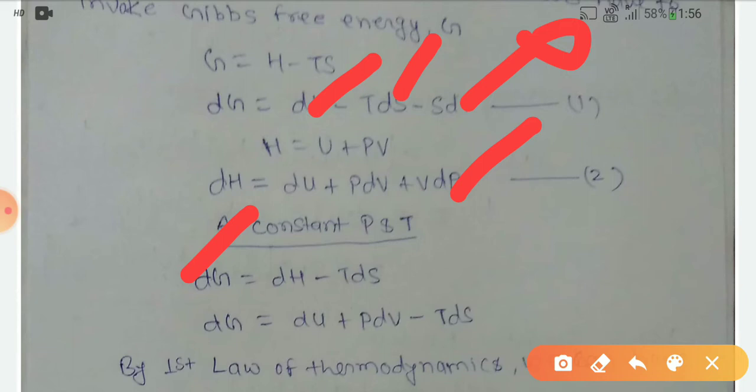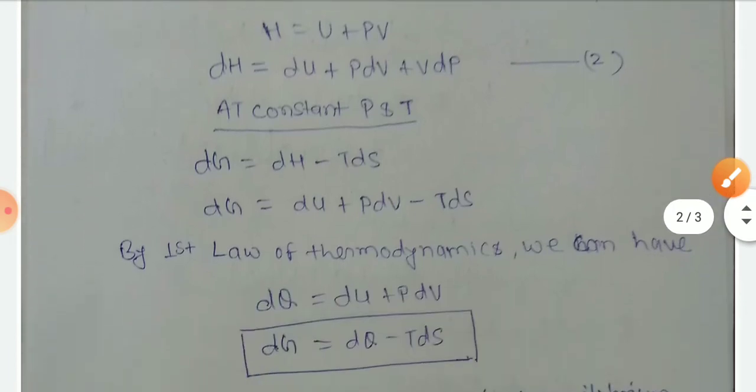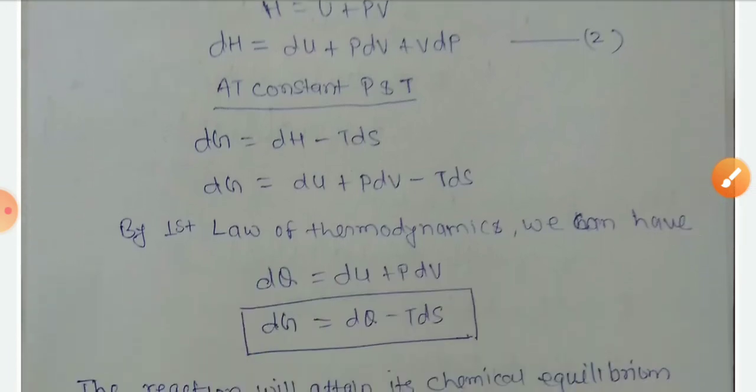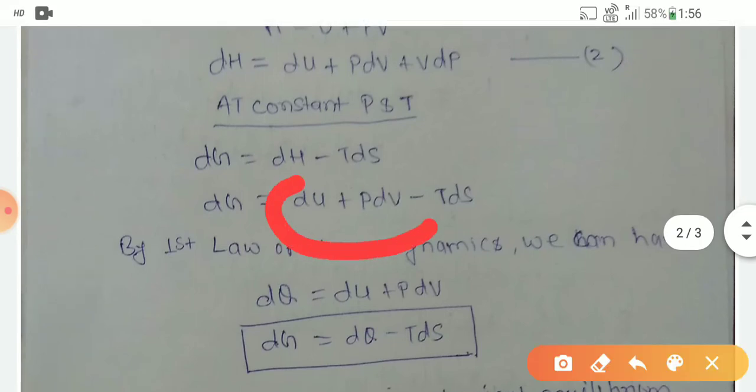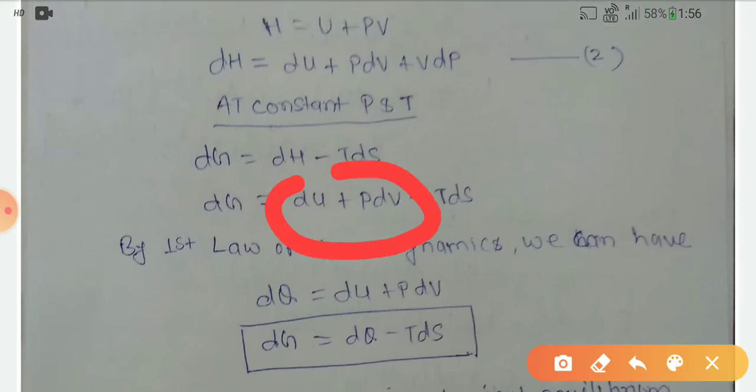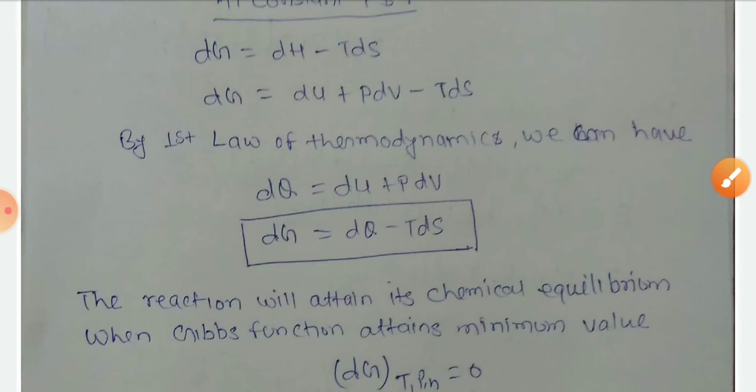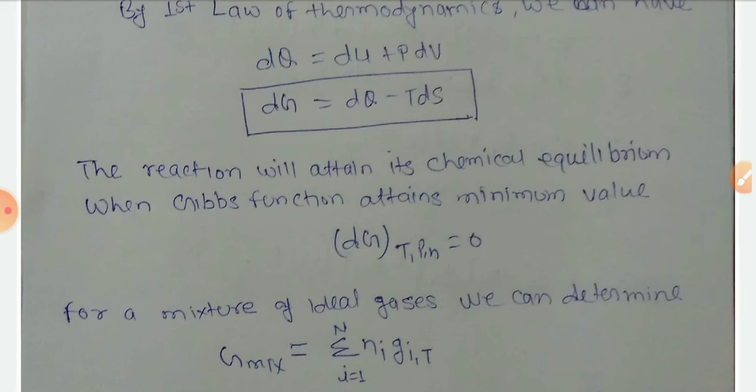So you can write dH equal to dU plus P dV. Put this value in the equation: dG equal to dU plus P dV minus T dS. From the first law of thermodynamics, dq equals dU plus P dV, so you can put dq here. So the final equation is dG equal to dq minus T dS. This reaction will attain its chemical equilibrium when the Gibbs function attains its minimum value. So at constant pressure and temperature, you can write dG equal to 0 at the minimum value.